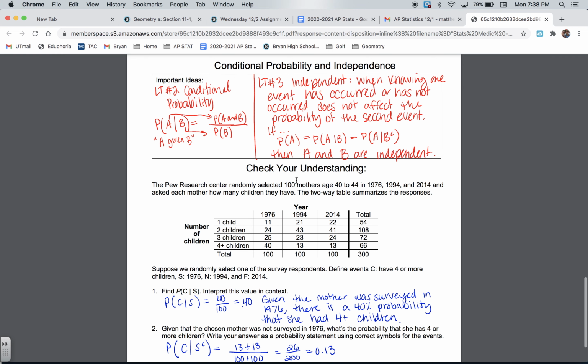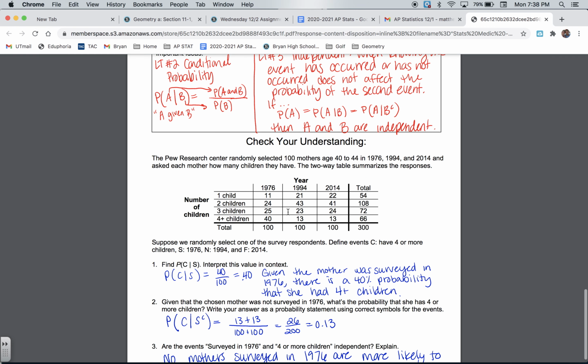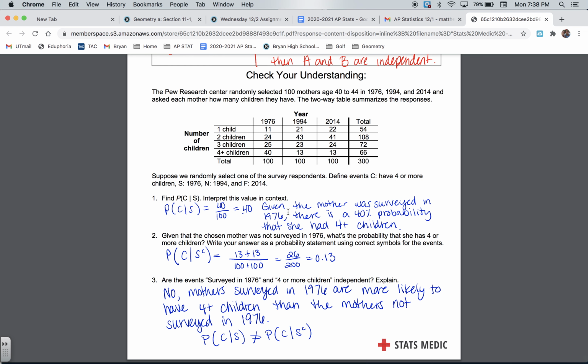Alright, so let's just look at this check your understanding and then we're gonna be done. Here's a table of 100 mothers selected in the years 1976, 1994, and 2014. The question they asked them was, how many children do you want to have? 1, 2, 3, or 4 or more. And you can see the spread.